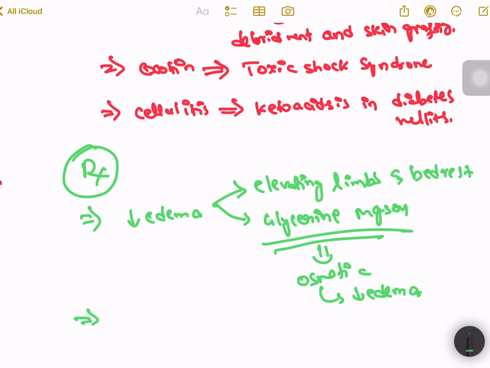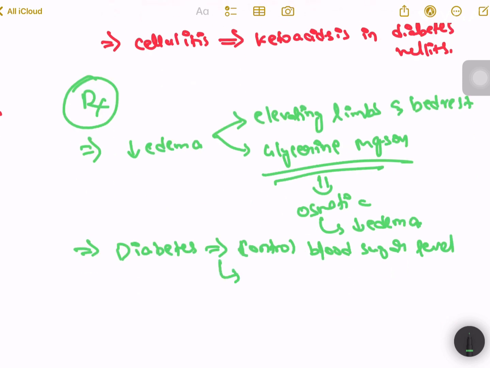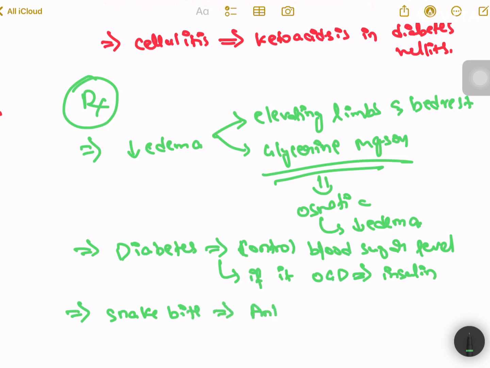Next, we have to treat the cause. If it is diabetes, we have to control the blood sugar levels. If it is not controlling, we should shift them from oral glucose drugs to insulin. Next, if the reason is snake bite, we have to give antivenom to the patients.